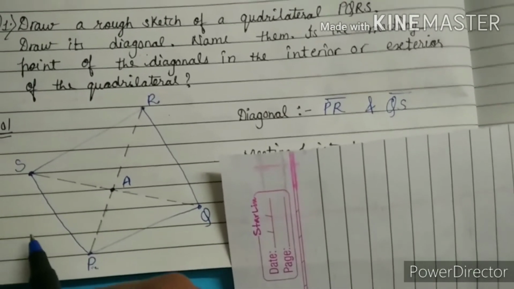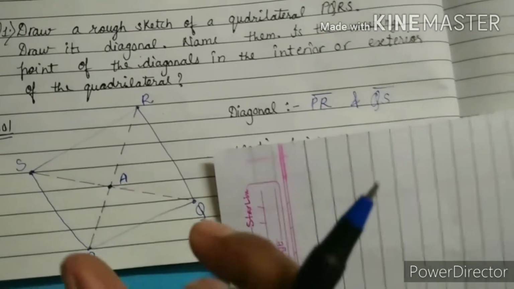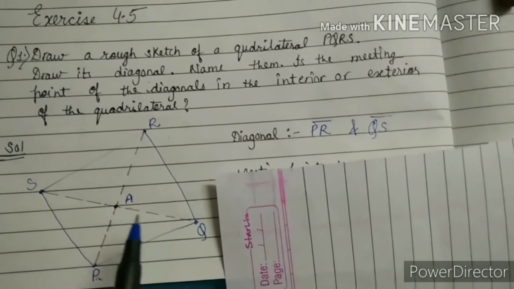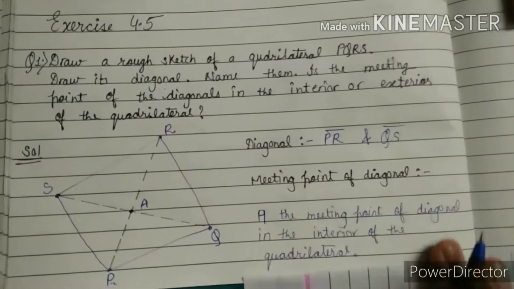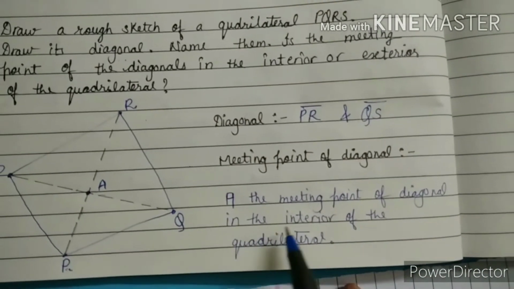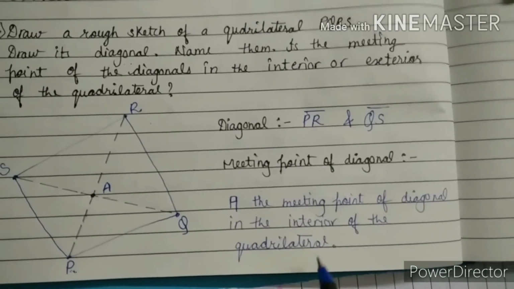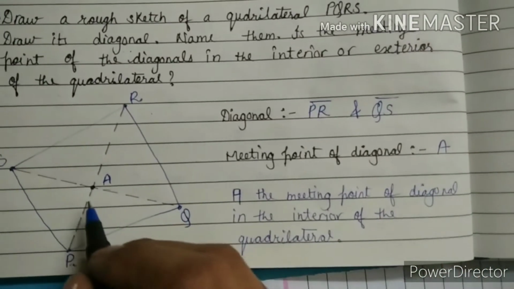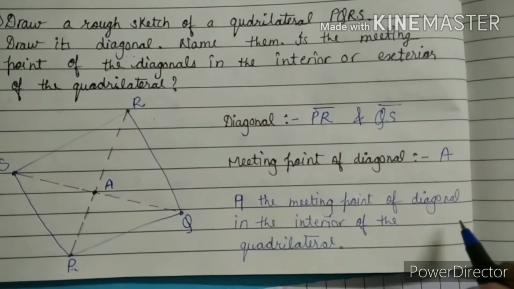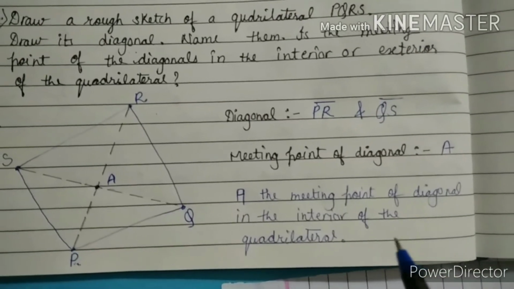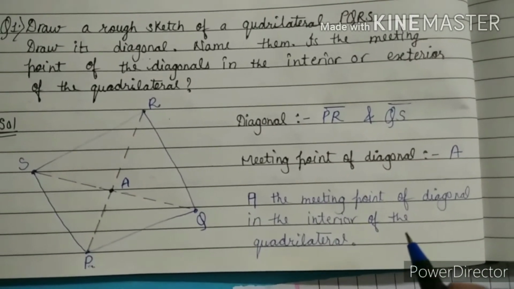So where is A, in the exterior or in the interior? You can easily recognize point A is inside the figure. That's why I wrote here one line: A, the meeting point of the diagonals, is in the interior of the quadrilateral. So where is A? A is the meeting point of the diagonals in the interior of the quadrilateral. So here we completed question number one of the exercise.